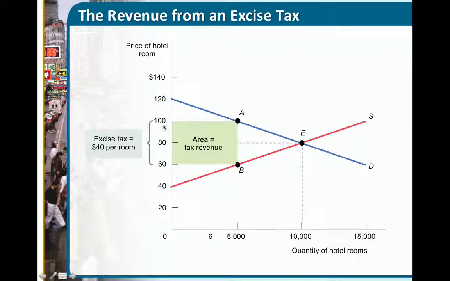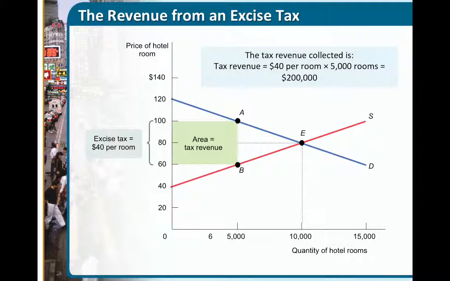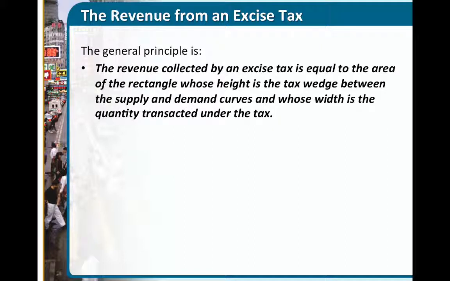So you simply multiply your base times your height, and the base would be the quantity demanded here, and the height would be the excise tax itself. So the area of the shaded rectangle, $40 per room times 5,000 rooms, is $200,000. Basically, the height is that tax wedge, and the width is the quantity transacted under the tax.